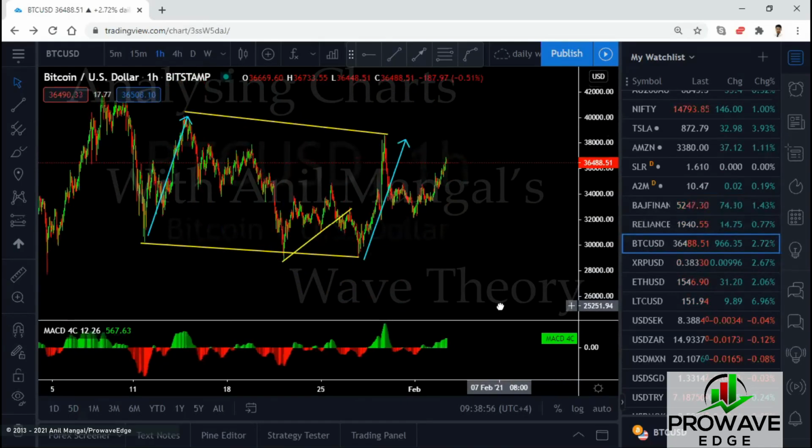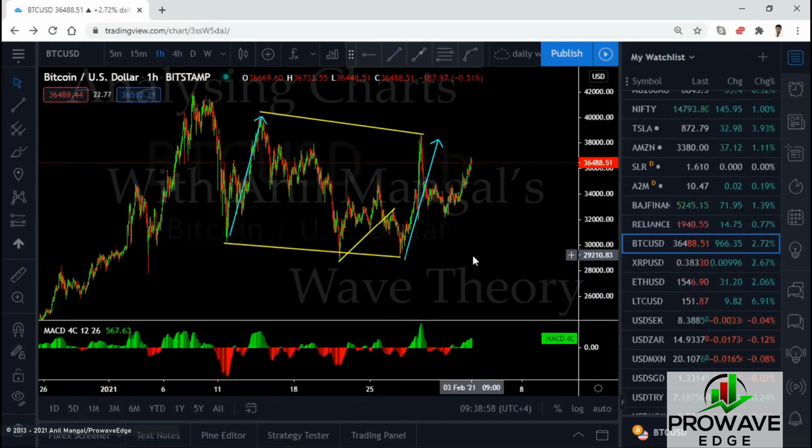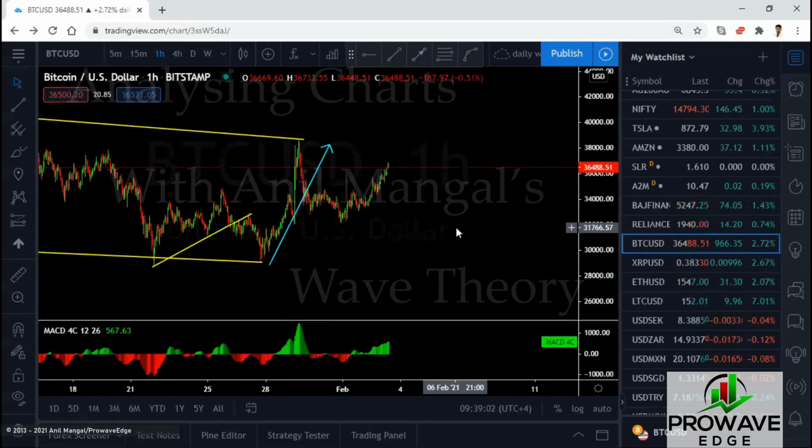Okay, Bitcoin went up. It's coming down. It hasn't dropped lower. They're consolidating here. Can we get that much?